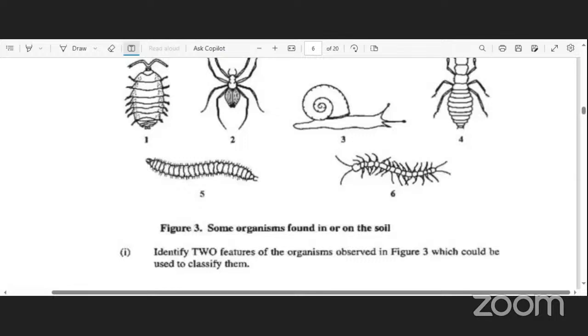Anika says a caterpillar. No, Anika, it's not a caterpillar, it's a millipede. Worm. Oh God, remember I'm telling you, worm is a broad word. It's a millipede. So organism 5 is a millipede.